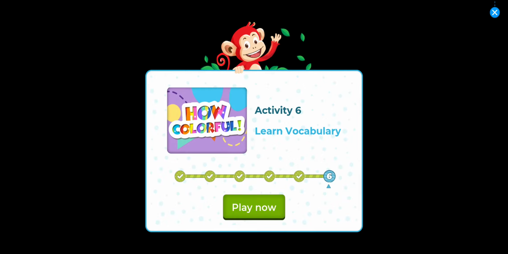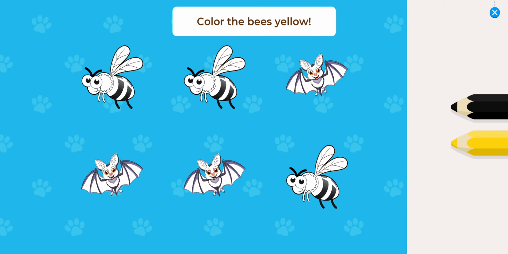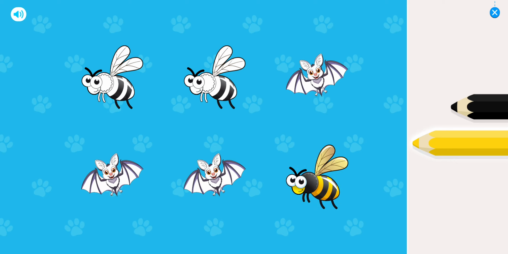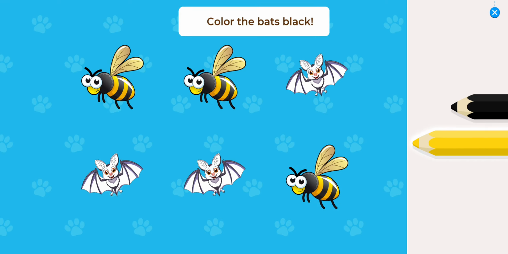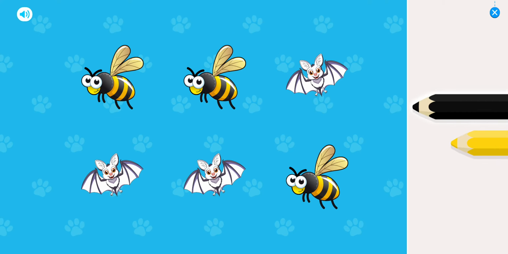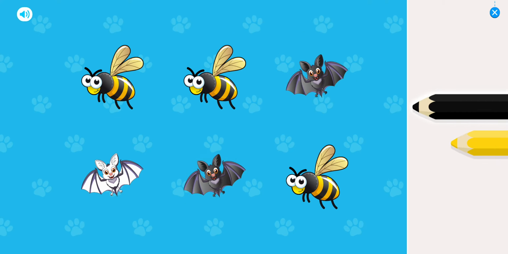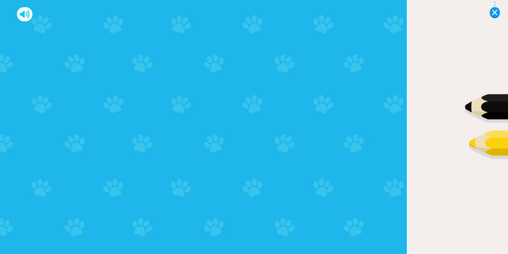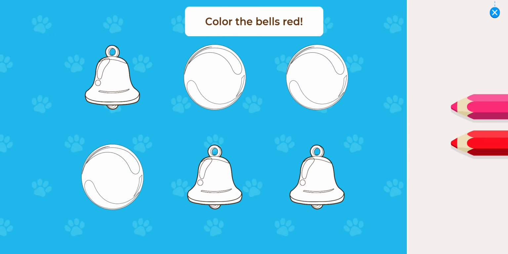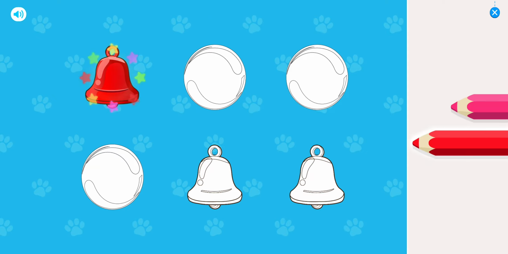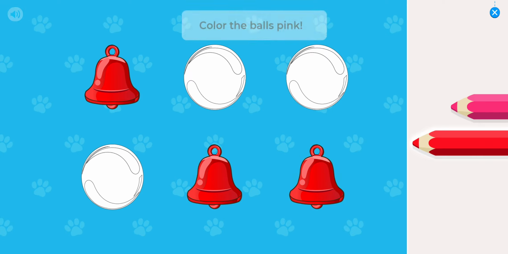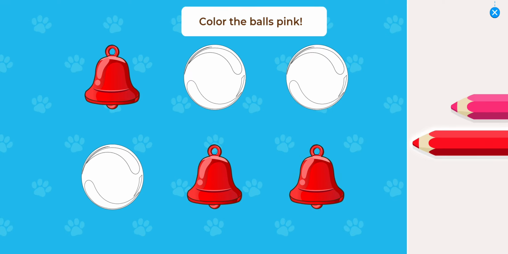Activity 6. Learn vocabulary. Color the bees yellow. Color the bats black. Color the bells red. Color the balls pink.